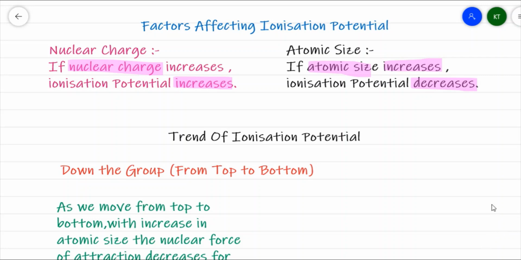Now let us study how this ionization potential changes, or what is the variation of this ionization potential down the group and across a period.